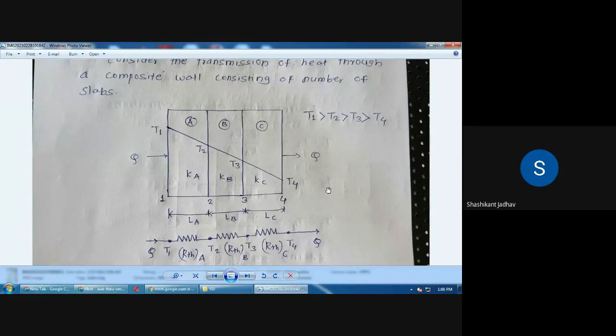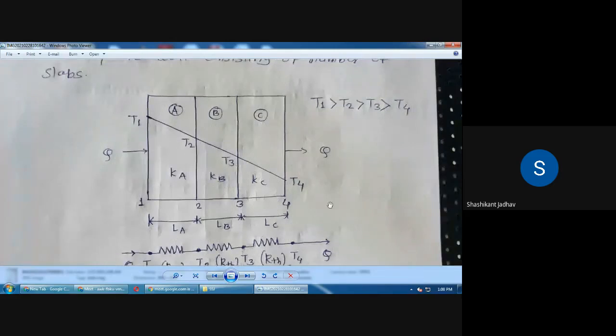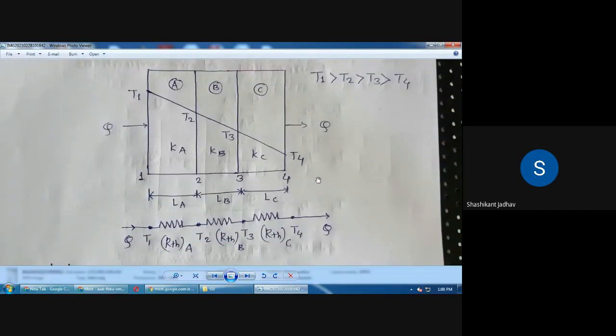In the form of electrical system. Okay, so draw the electrical system diagram below this composite wall. After completion of the diagram, put the message in the chat box, then I will proceed.